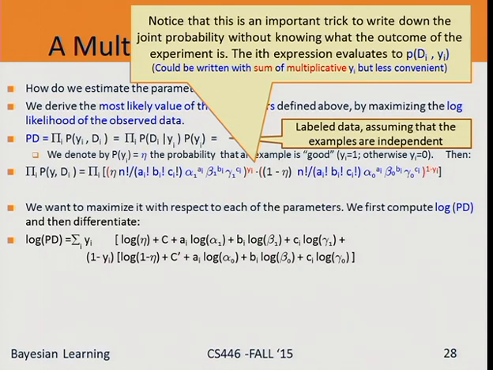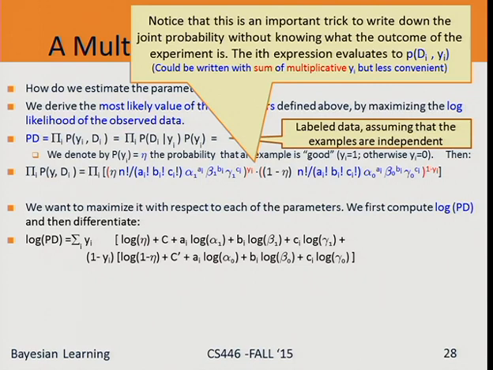Okay? And now I have to find parameters. What are the parameters that I have here? I have these alphas, betas, gammas, 6 parameters, and I have this eta, right? What's the probability that it's positive or negative?